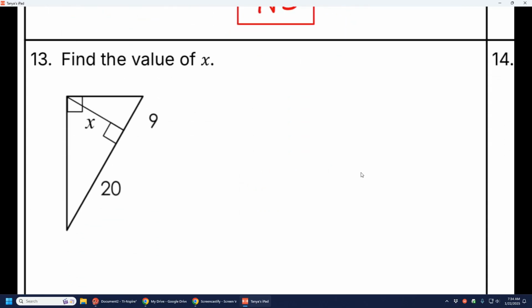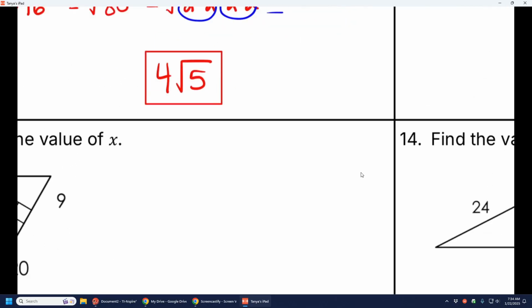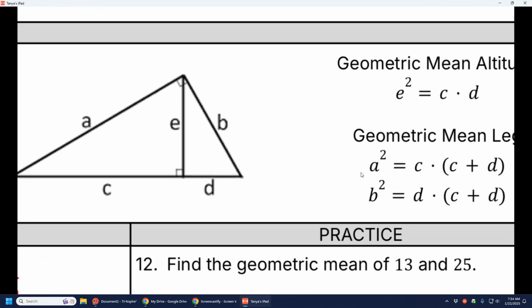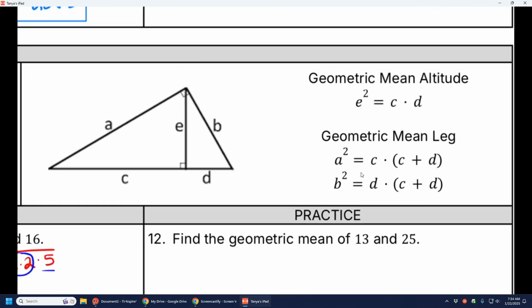Okay, then for the next two, they're similar triangles. So I'm going to go back to this because I didn't really read it before. There's two different things that you can do with this. Geometric mean altitude. Altitude is always on the inside. So if that strip on the inside has a number or a letter, you're going to use this formula: E squared equals C times D. So altitude squared equals the two pieces of the hypotenuse multiplied.